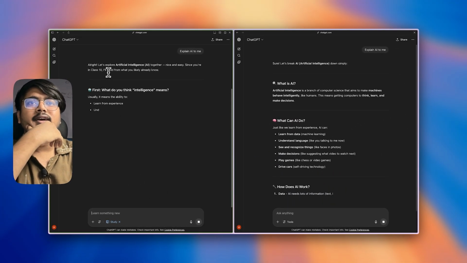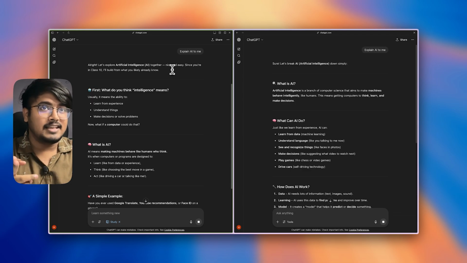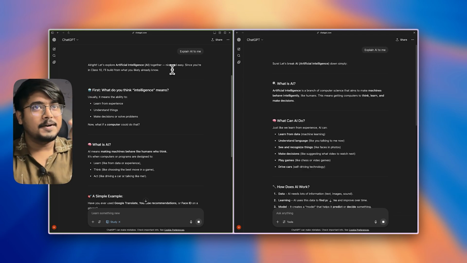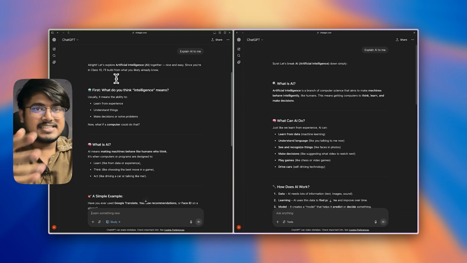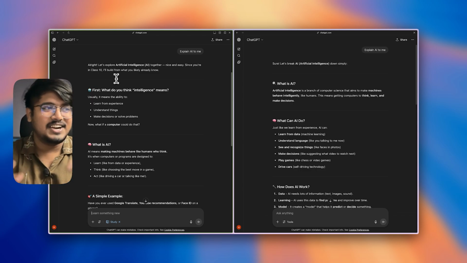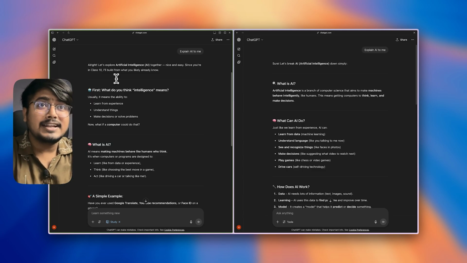Alright, let's explore artificial intelligence together, because I have told it that I am in class 10th. Now it is using that memory here, telling me in a nice and easy way, since you are in class 10, I will build it the way you like. So you can just modify your grade, what your age is, and how much you understand that topic.